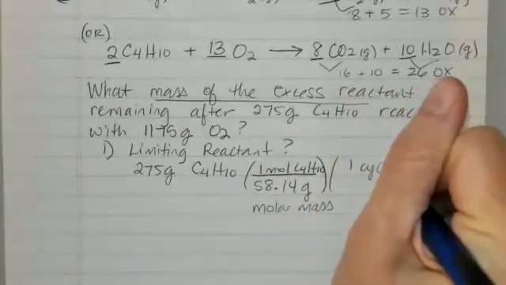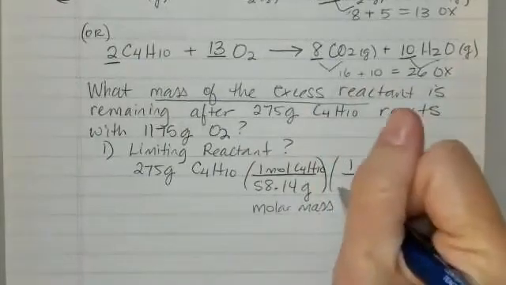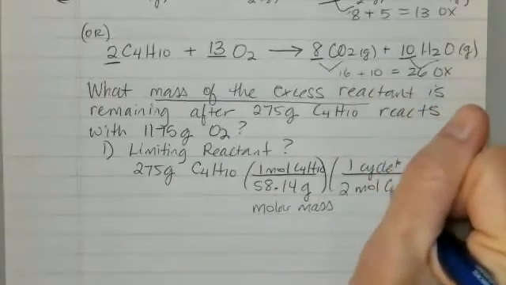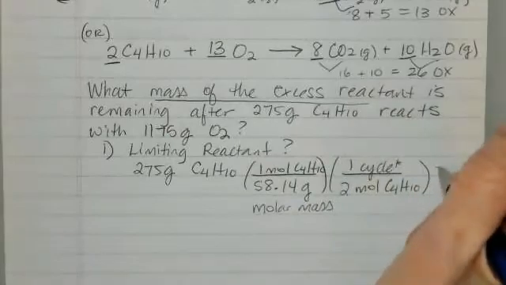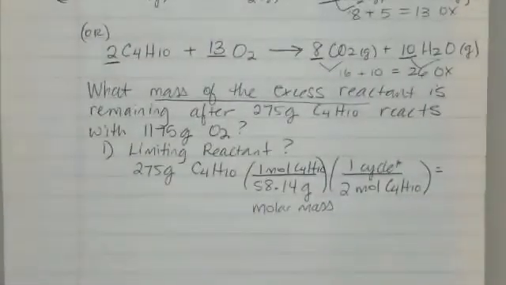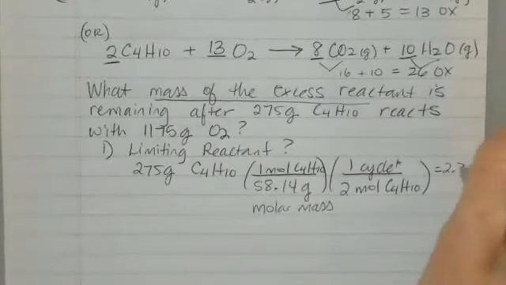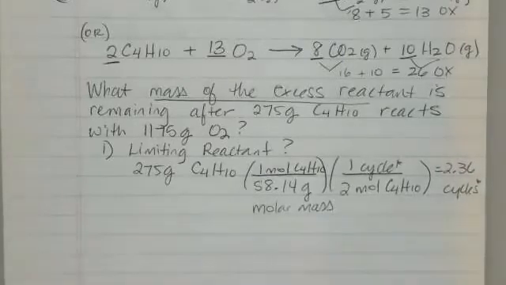Then for one reaction cycle, if I look at my balanced equation, I need 2 moles of C4H10. So if I take the 275, divide by 58.14, and then divide that by 2, I get 2.36 cycles. All right, and again, cycles is not really a unit.